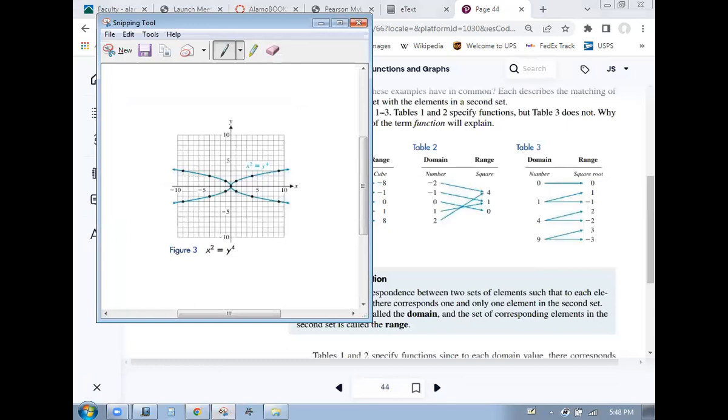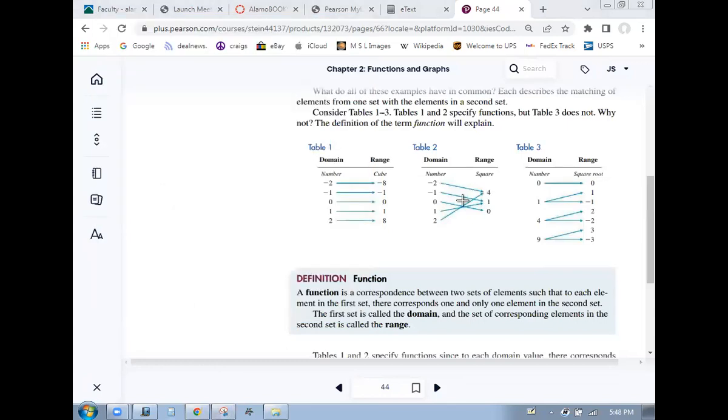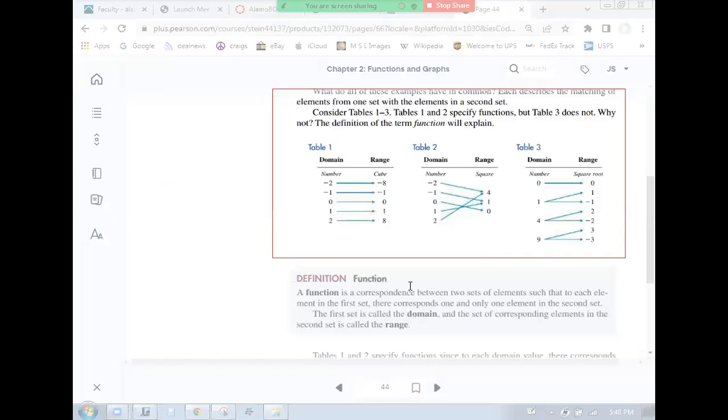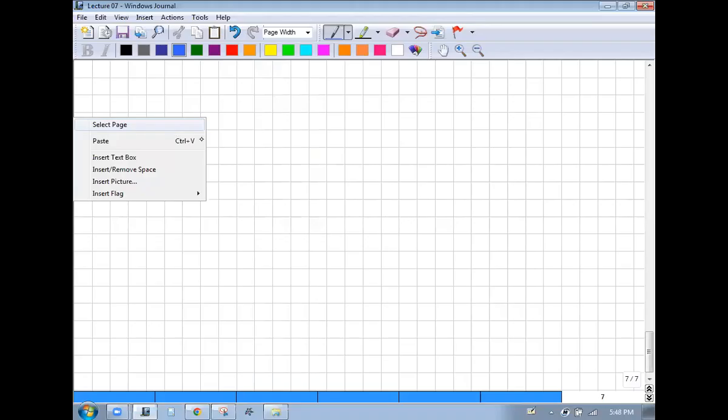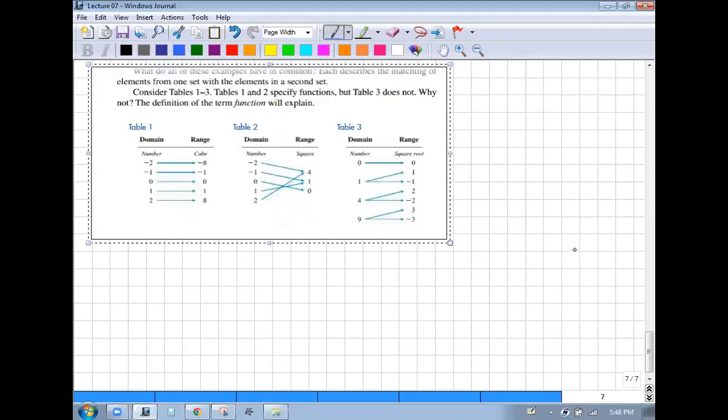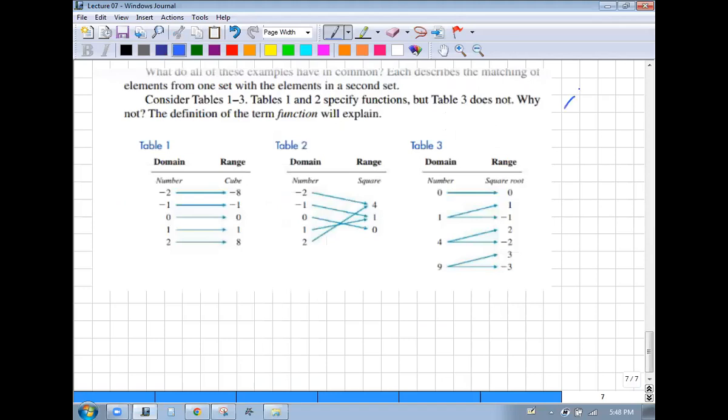The thing you need to know about a function: there are lots of relationships. You can write down any equation you want with an x and a y in it, like x squared equals y to the 4th. That's an equation with two variables. It's not a function. Yes, you can graph any equation like this, but not all graphs are functions.